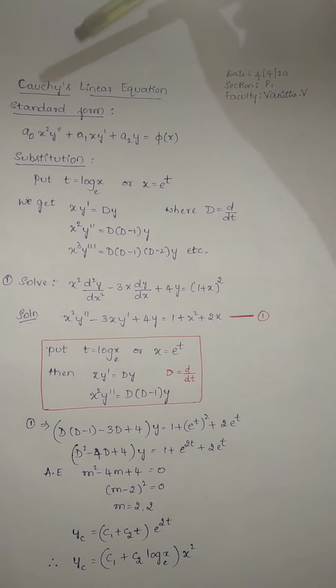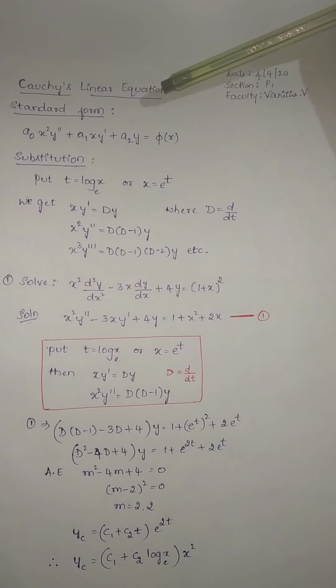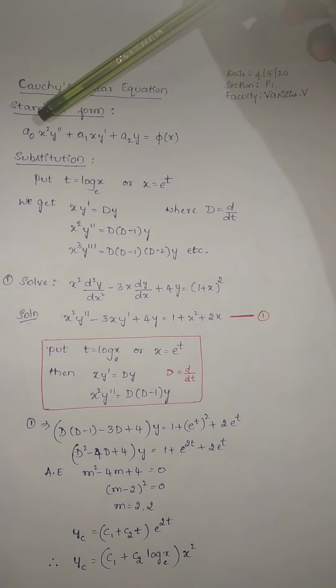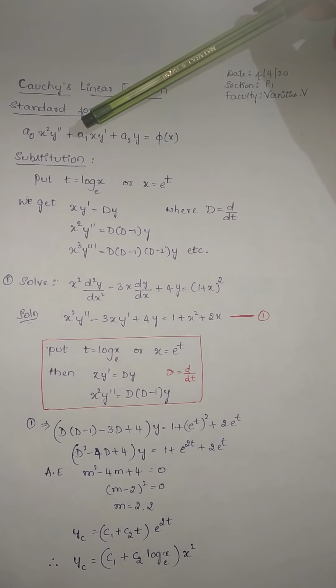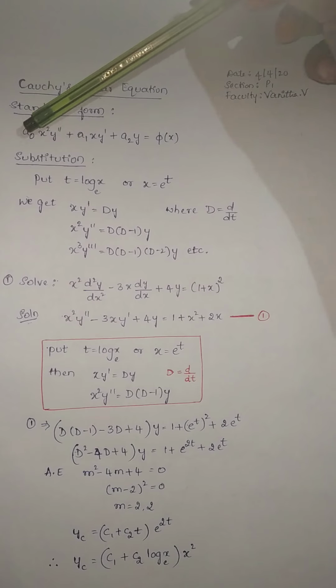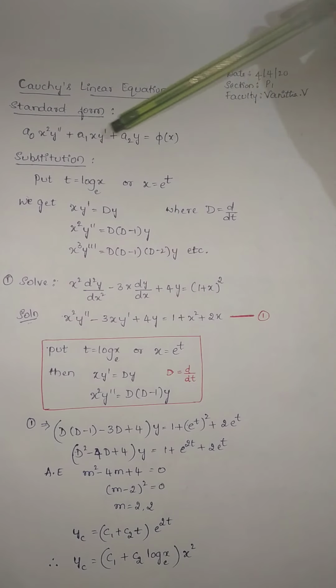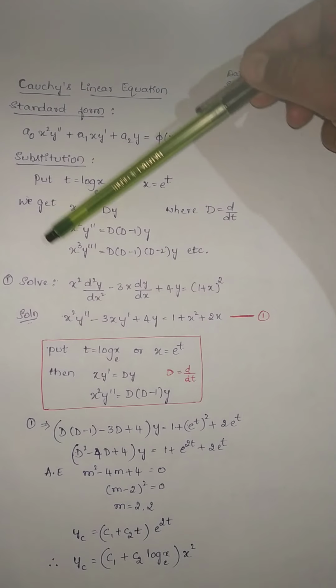Today we'll solve problems on Cauchy's linear equation. The standard form of the Cauchy's linear equation of second order will be a0 x² y'' + a1 x y' + a2 y = φ(x), where a0, a1, a2 are constants. And we need to solve this equation by taking one substitution.